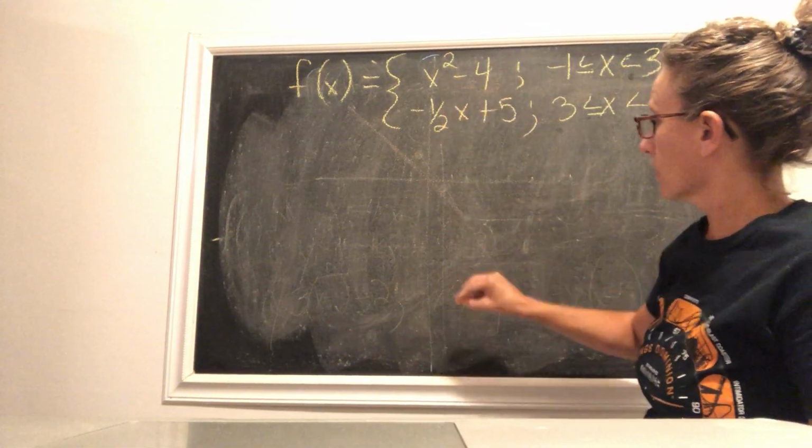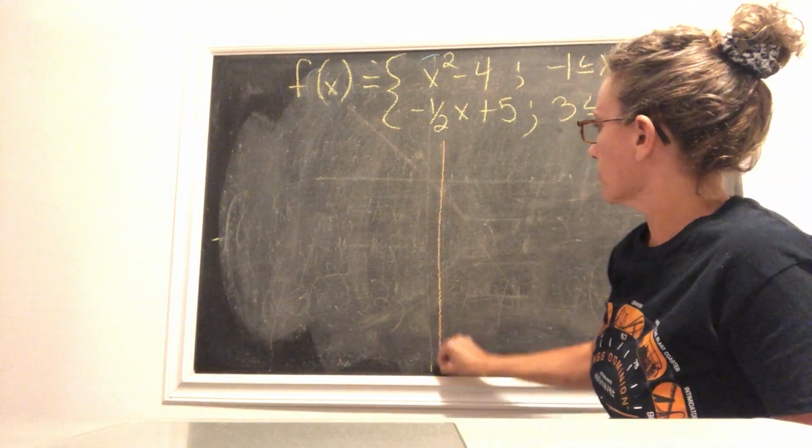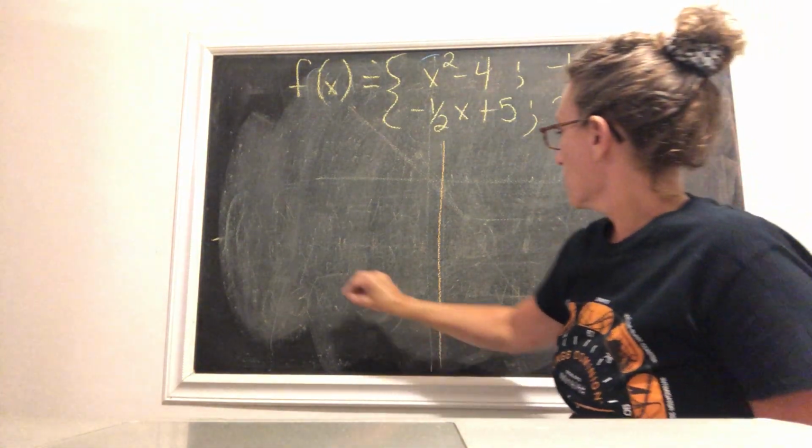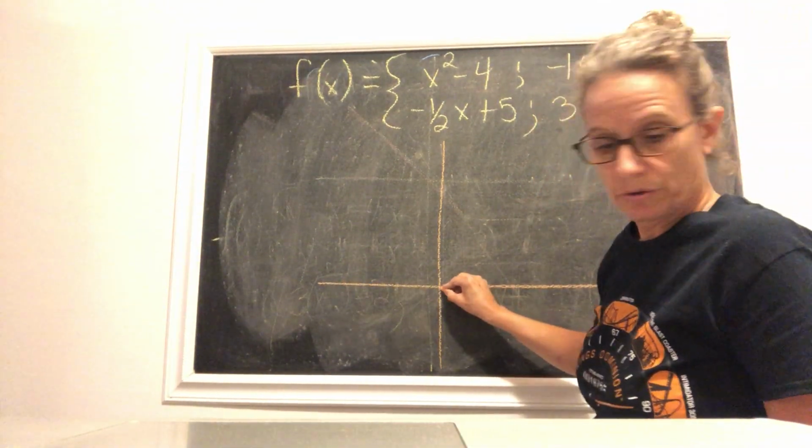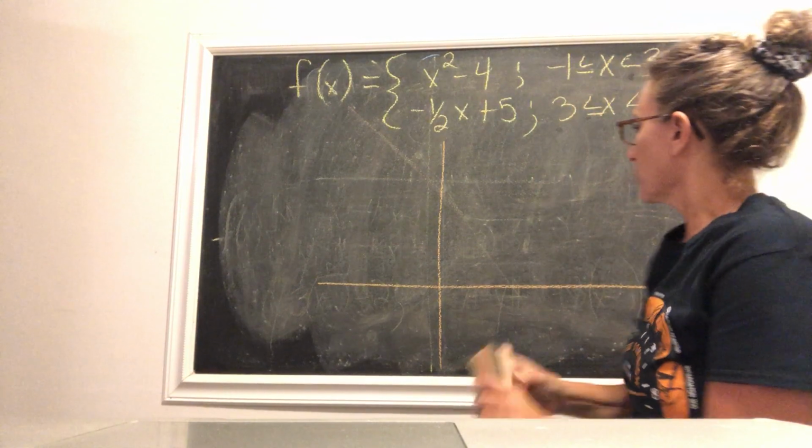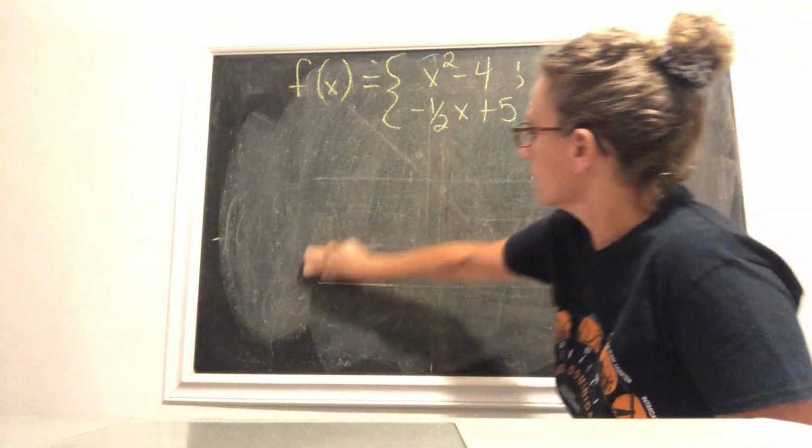This is quadratic. It's quadratic translated 4 units down. So I don't think I gave myself enough room there. Let's try that axis again.